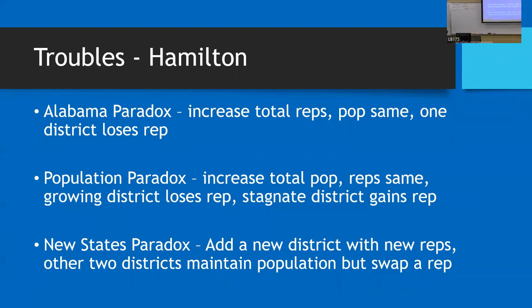One of those is what we described earlier, which is the Alabama paradox. You increase the total number of representatives, the population stays the same, but one district loses a representative while the whole system gained 1. The population paradox is where we increase the total population. A growing district loses a representative while a stagnant district actually gains a representative.